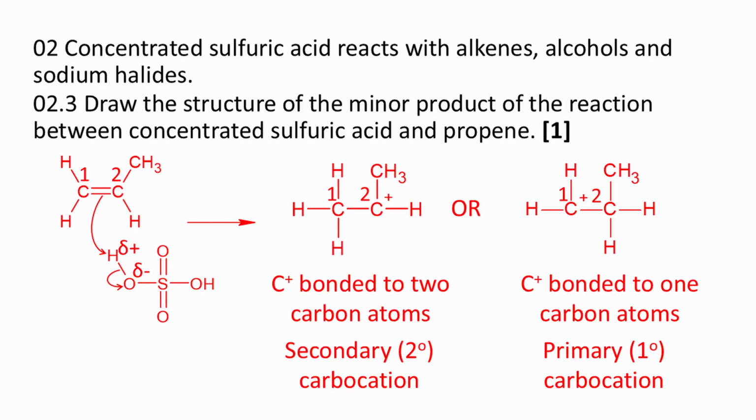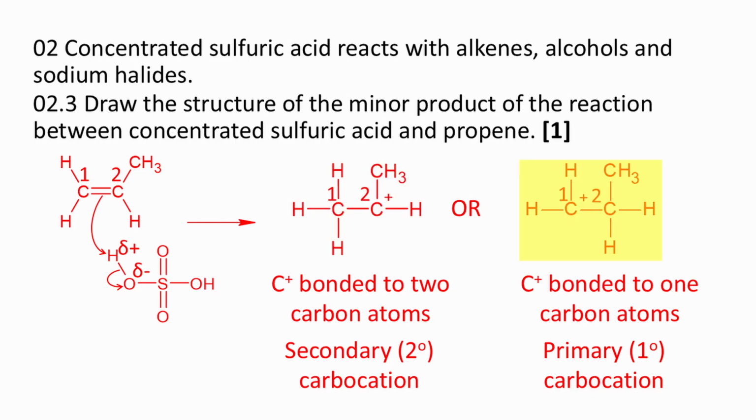To answer the next part of the question, we need to think about major and minor products. Both the alkene and the electrophile in this reaction are asymmetrical. If hydrogen bonds to carbon 1, the intermediate highlighted here is formed. The C plus carbon in this intermediate is bonded to 2 carbon atoms. This is a secondary carbocation.